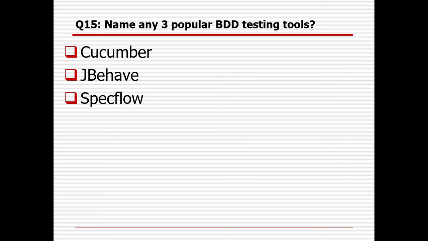What are the different popular BDD testing tools available in the market? It's Cucumber, JBehave and SpecFlow. So Cucumber is a Ruby based framework, JBehave is a Java based framework, SpecFlow is a .NET based framework.